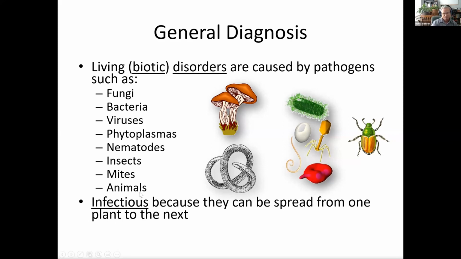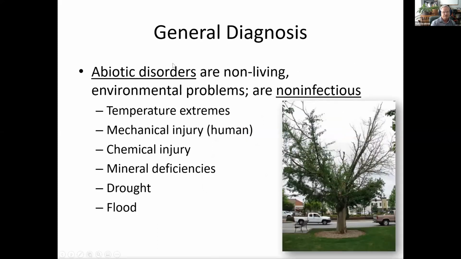It can look infectious, but if we take a closer look, we'll notice that when it comes to compacted soils, it impacts all the trees, not just one species. Some abiotic disorders. These are non-living disorders. These are typically environmental problems. They are non-infectious. They're not going to get outside of the impacted area. Your impacted area is not going to grow any.